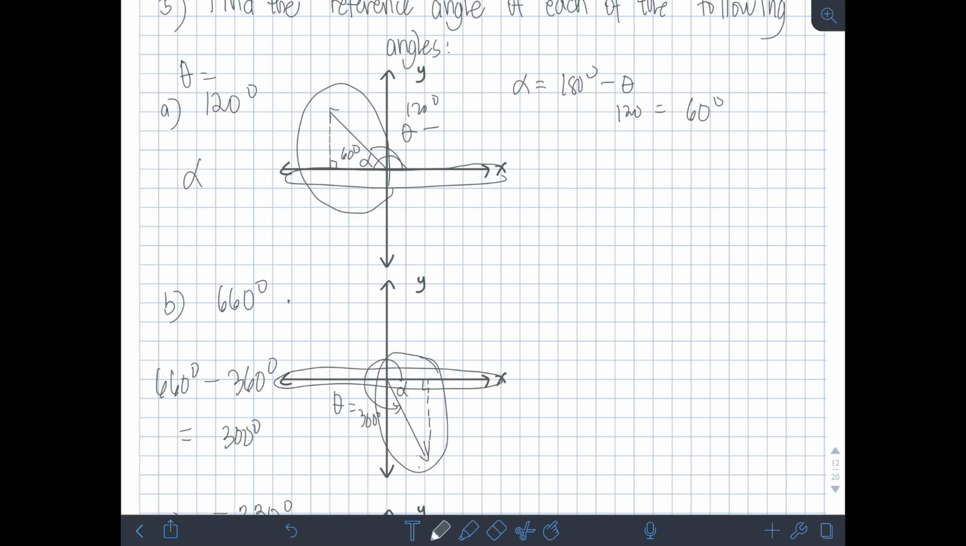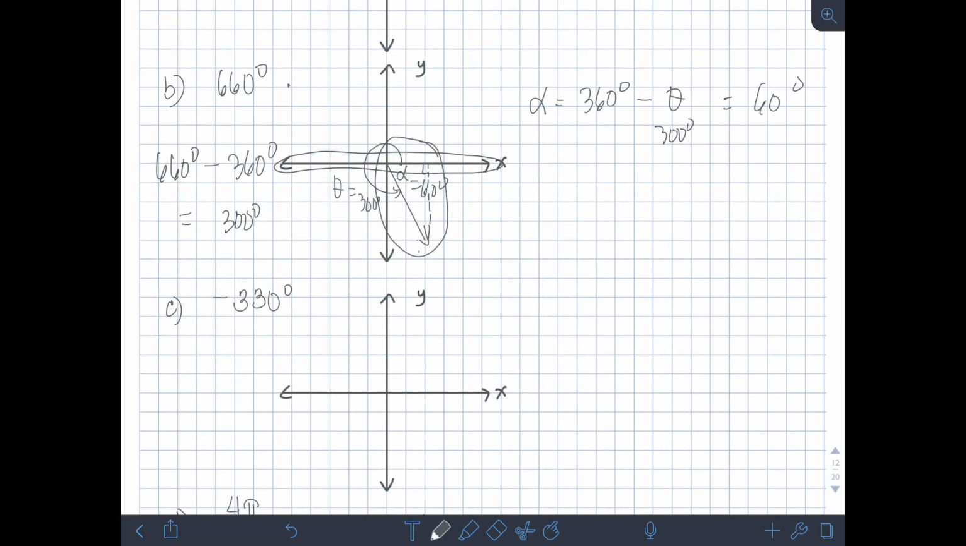So, anong formula natin kapag reference angle sa quadrant 4? Reference angle is equal to 360 degree minus yung theta natin na 300 degree. So, we have 60 degree. So, therefore, alpha is also 60 degree. Okay? Next, negative 330 degree.